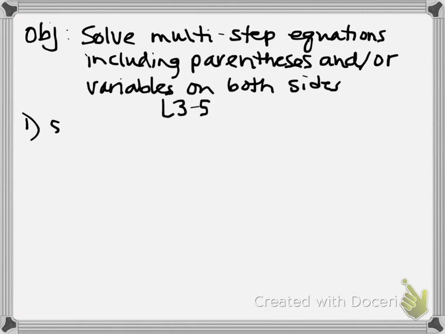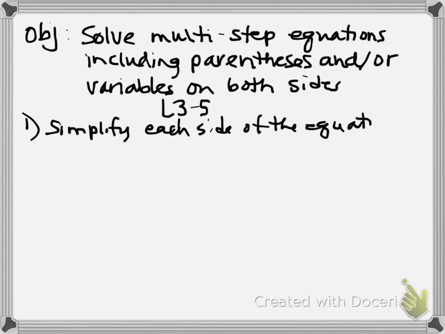Okay, so we're going to simplify each side of the equation, comma, if necessary. Now, if you only have 2 terms per side and they are not like terms, there's nothing to simplify, so you won't have to do that step, okay? But these are getting more complicated. These are definitely getting more complicated.